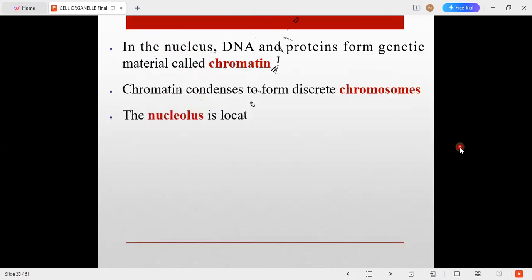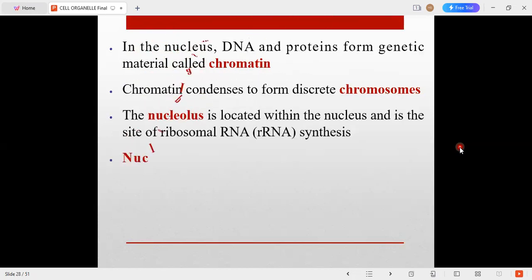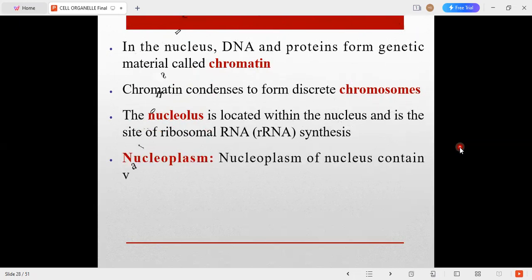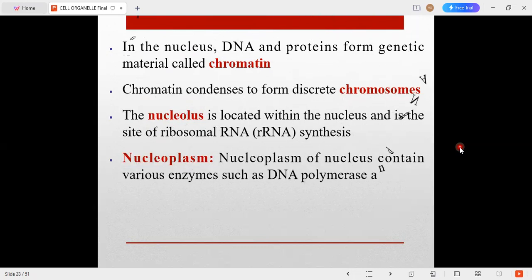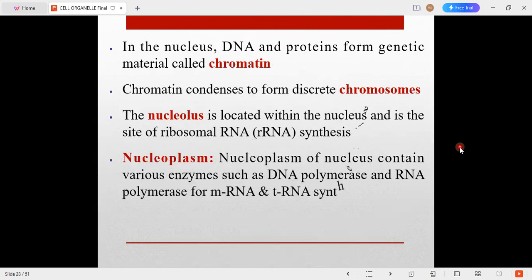So the nucleolus is located within the nucleus and is the site of the synthesis of ribosomal RNA, which is required for the translation step of protein synthesis. And the nucleoplasm of a nucleus contains various enzymes such as DNA polymerase, RNA polymerase for messenger RNA, and transfer RNA synthesis.